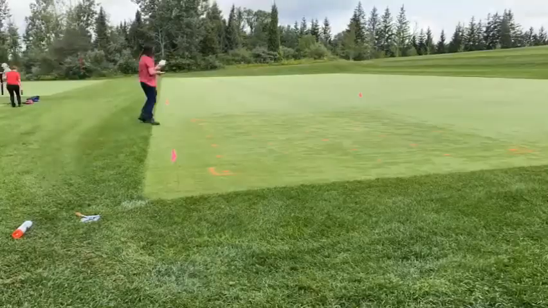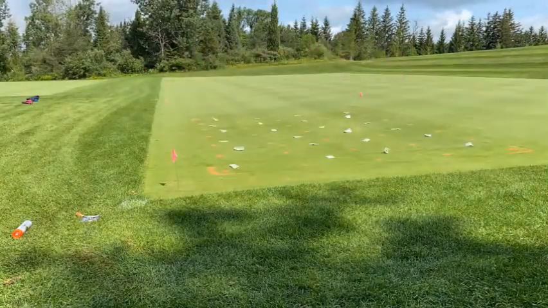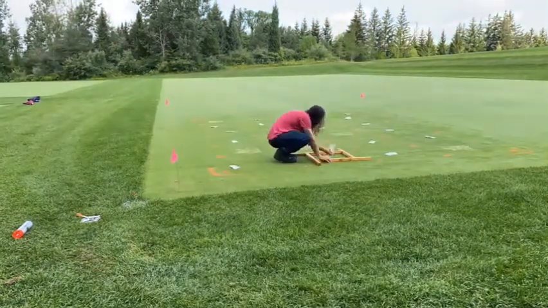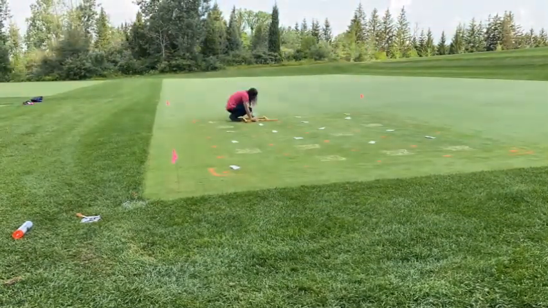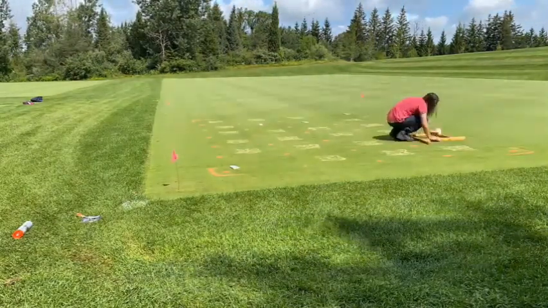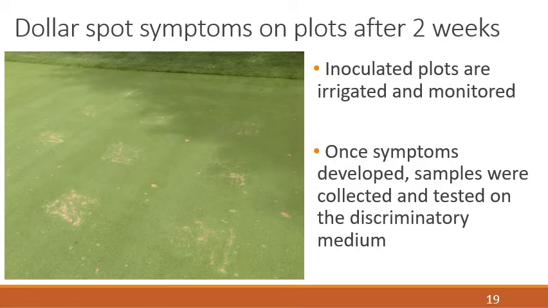Once each 1 meter square was clearly defined, the prepared seed inoculum for the dollar spot fungus was spread in the center 0.25 meters square of each 1 meter block using a simple template. Inoculated plots were then irrigated to assist with disease establishment and monitored over the following weeks. Once dollar spot symptoms were observed, sampling and testing of the leaf blades with the discriminatory medium began.